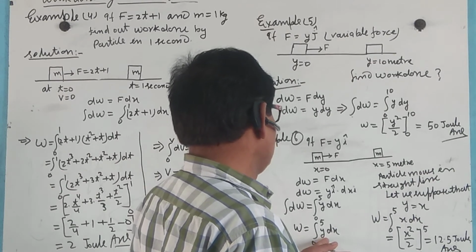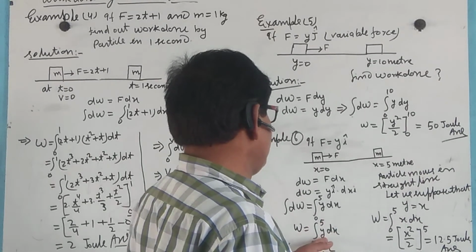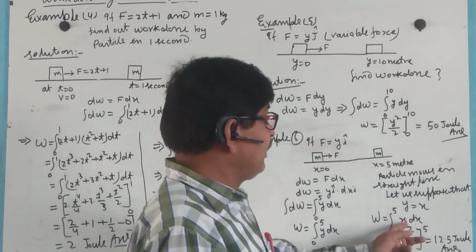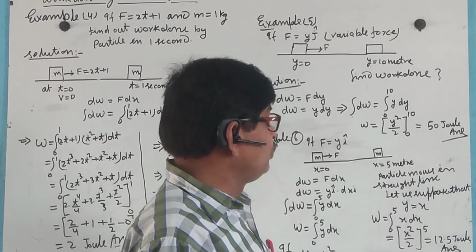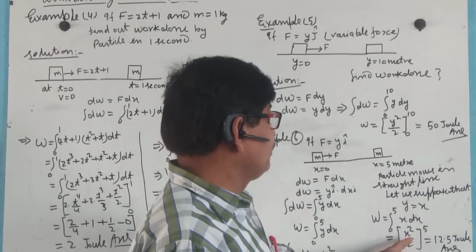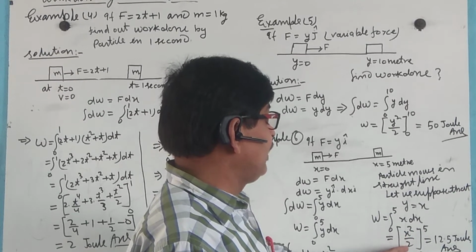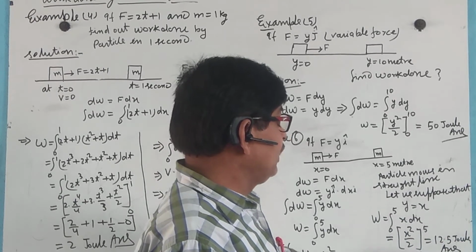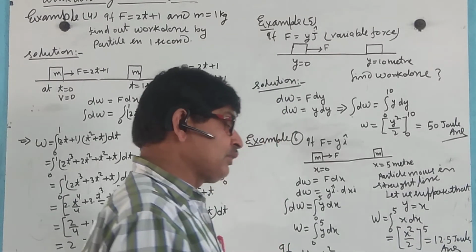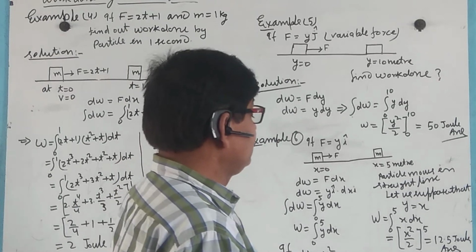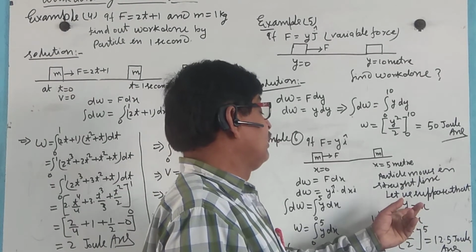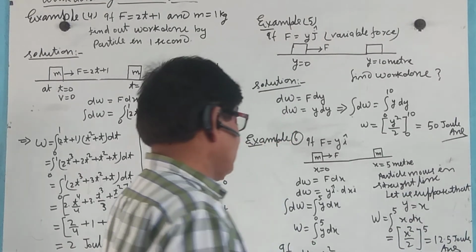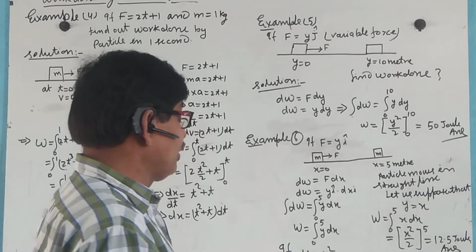Putting y equal to x, work done is the integral from 0 to 5 of x dx, and the integration of x dx is x square by 2. Putting x equal to 5, 25 divided by 2 is 12.5 joule, and putting x equal to 0, that term vanishes. Now if the particle moves in a straight line y equal to x, now we take another curve.